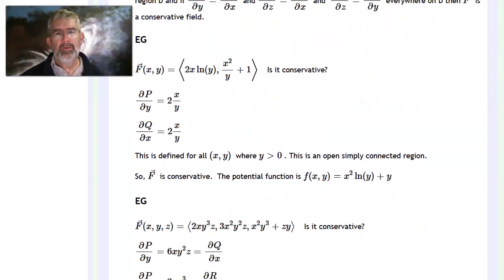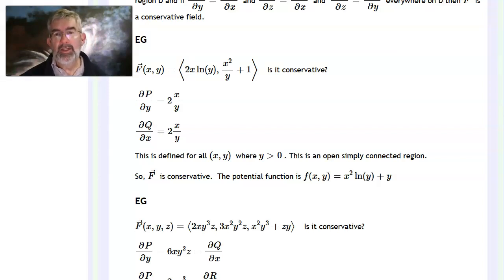Okay. Anyway, let's take a look at a couple of vector fields and see whether we think they're conservative or not. So here's a vector field in R2. The first component is 2x times log y, and the second component is x squared over y plus 1. Is it conservative? Well, if I take the partial of the first part with respect to y, the 2x is just considered a constant, so it comes along for the ride, and the derivative of natural log of y is 1 over y, so we get 2x over y. Likewise, the partial of the second part with respect to x is again 2x over y plus 0. So those two are equal to each other. It's got a chance of being conservative.